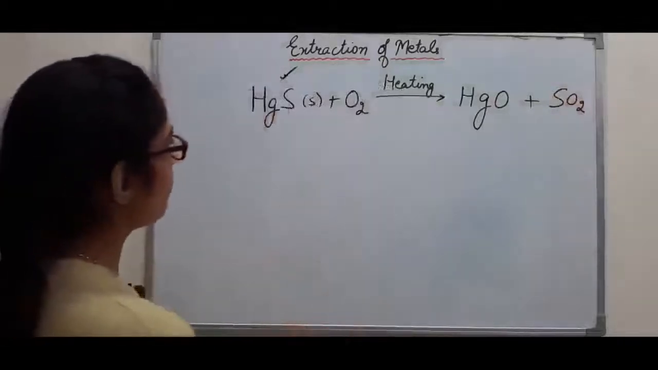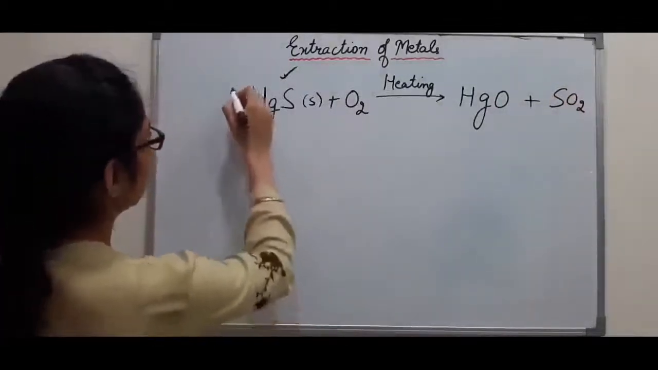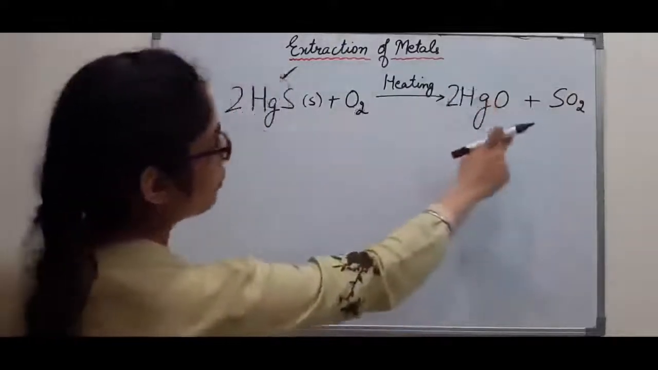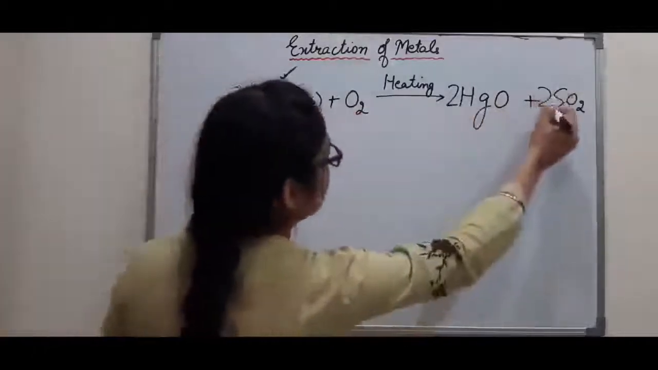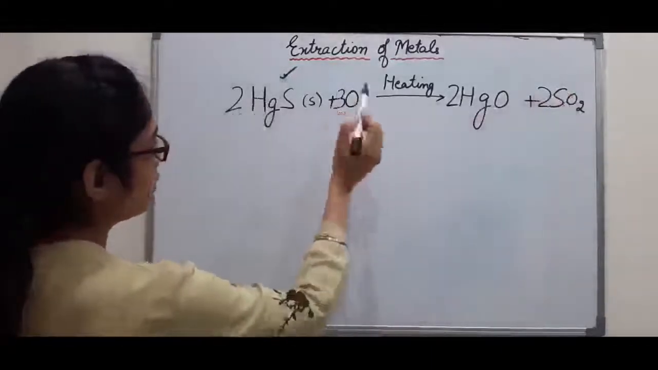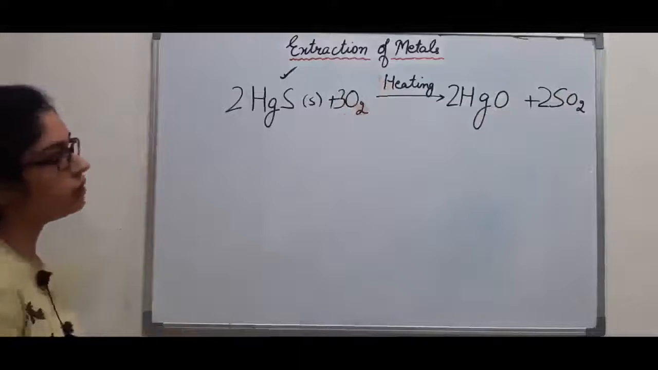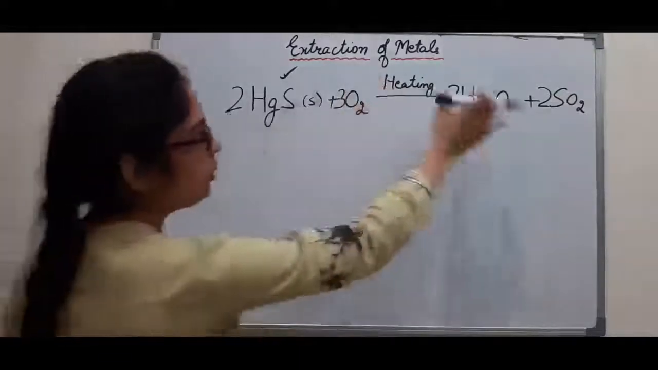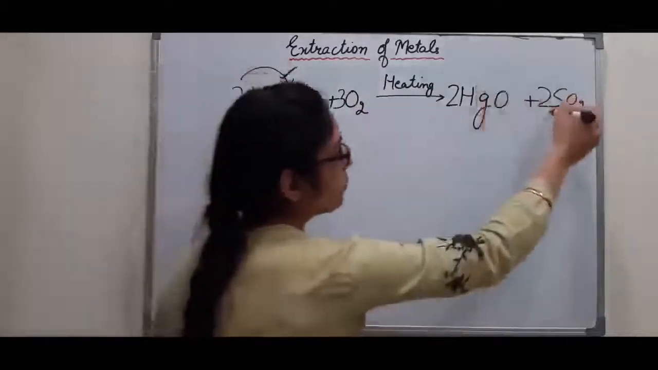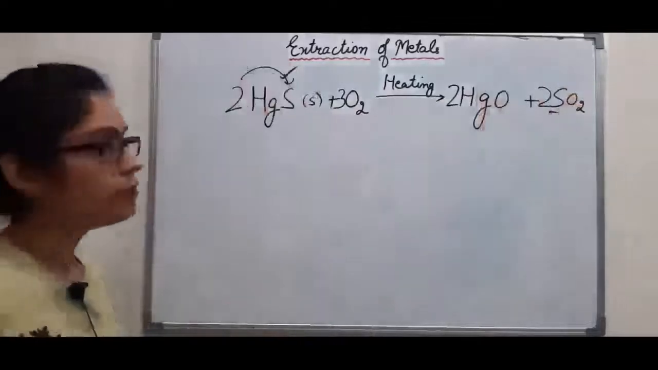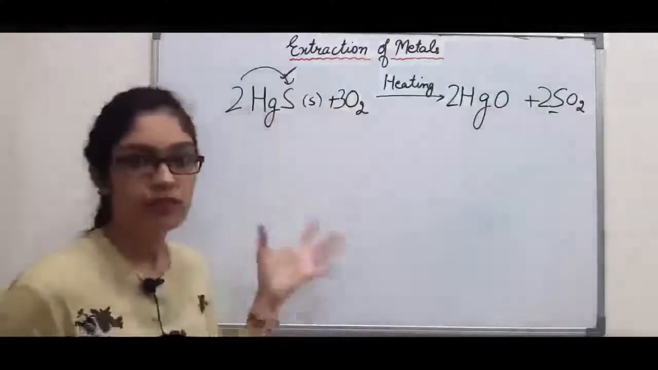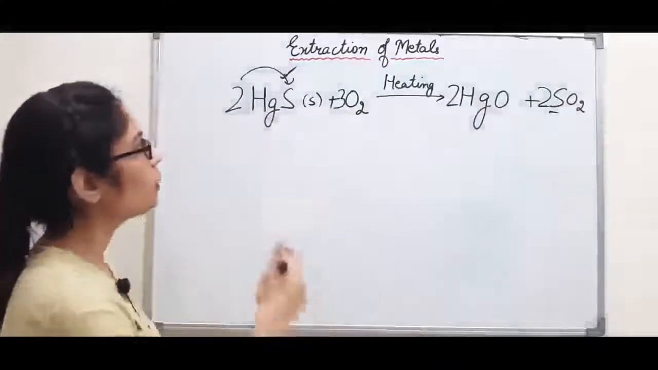So we can balance this equation also. 2, so 2. And because of oxygen, now we have 4 plus 2, 6. So here we can write 3 into 2, 6. So 6 atoms of oxygen this side, 2 atoms of mercury here, 2 atoms of mercury this side also, and 2 atoms of sulfur this side, and 2 atoms of sulfur this side also. So this chemical equation is balanced, and you can see we have just heated mercuric sulfide, which is known as cinnabar, its common name.